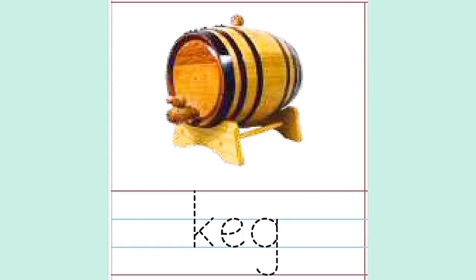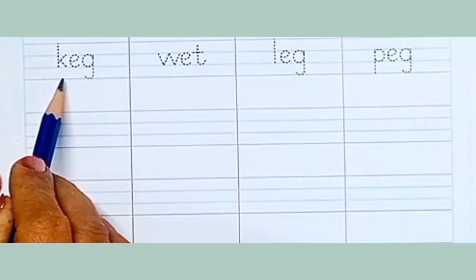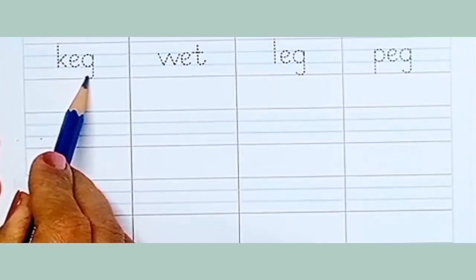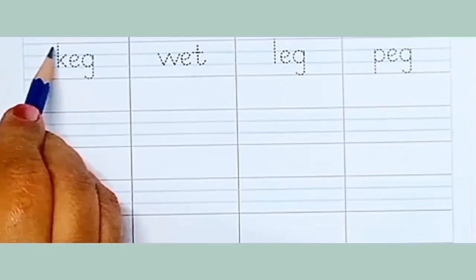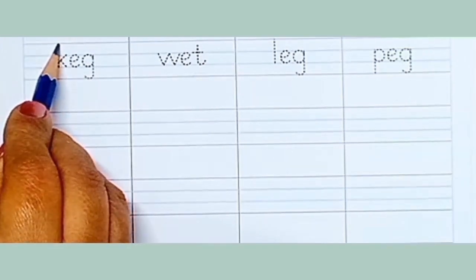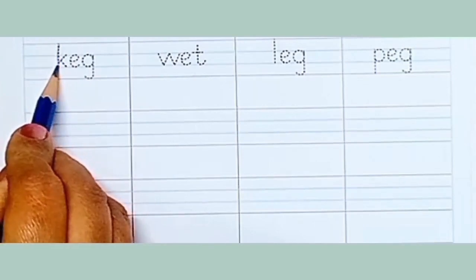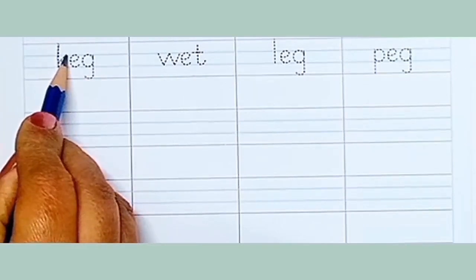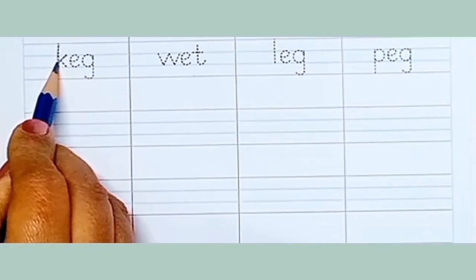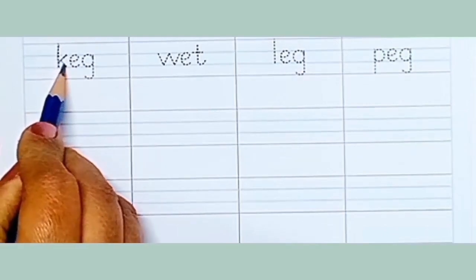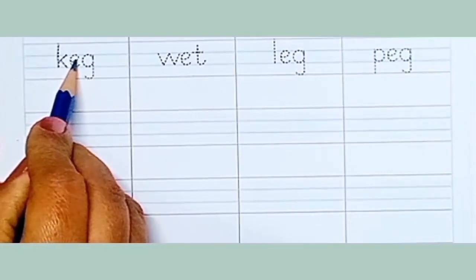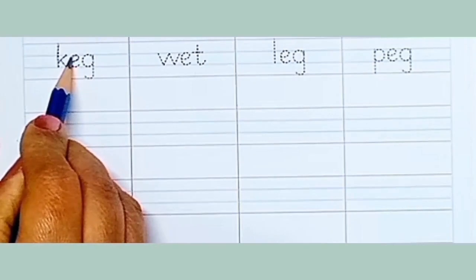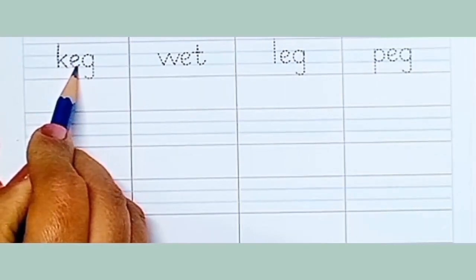7-1-2021. Which picture is this? Keg. K-E-G, keg. For alphabet K, make a standing line. Now from the first blue line make a slant line and another slant line. For alphabet E, make a curve, go up, C curve, touch the second blue line.